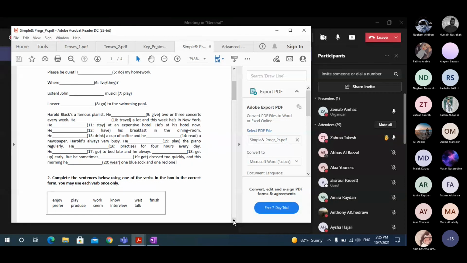Number 15. Harold's always very busy. He plays the piano regularly, right? He practices for 4 hours every day, because every day is a habitual action. He goes to bed late and he always gets up early. Even if we don't have always, it's like parallelism in Arabic. But he sometimes gets dressed too quickly, and this morning he is wearing one blue sock and one red one.